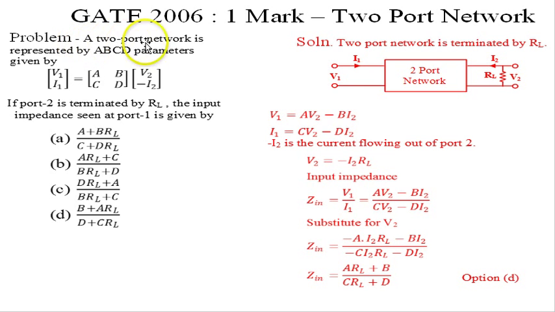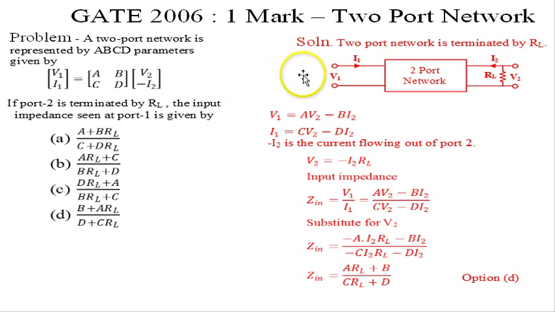The problem: a two-port network is represented by ABCD parameters given by [V1; I1] = [A B; C D][V2; -I2], and if port 2 is terminated by RL, the input impedance seen at port 1 is given by... and these are the various options. We have to find the input impedance seen at port 1.